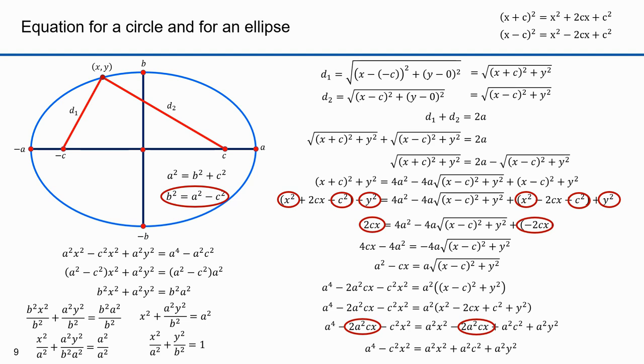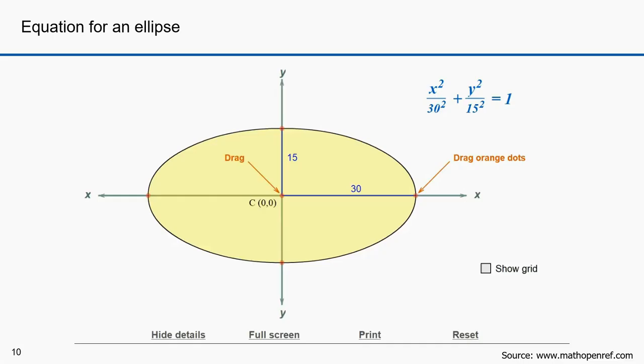x squared over a squared plus y squared over b squared equals 1. This is the equation for an ellipse in rectangular coordinates. Here's how that equation works.